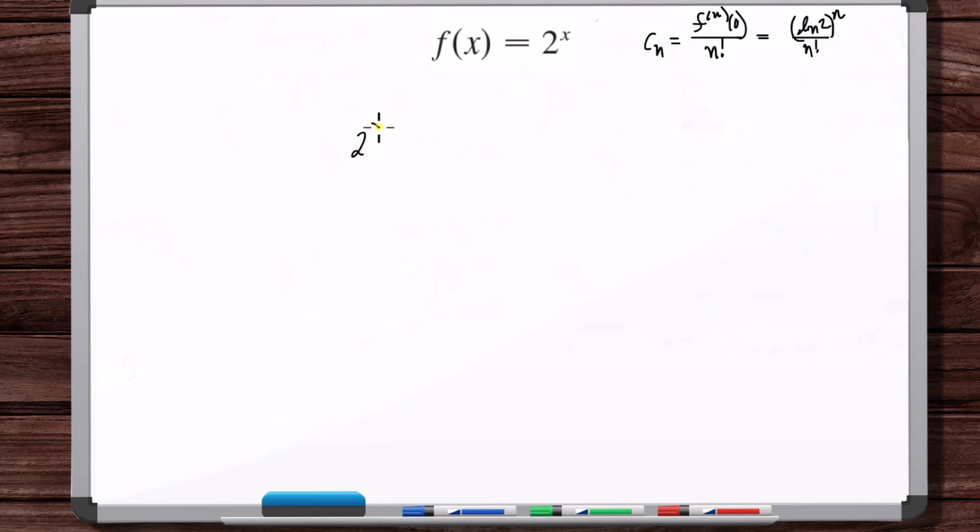Okay, so we've got 2 to the x power. Its power series is, and then just x to the n, because we haven't lost any terms.